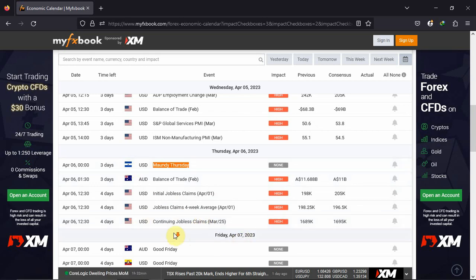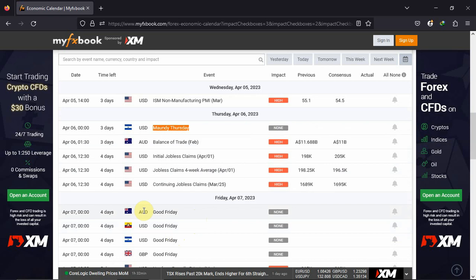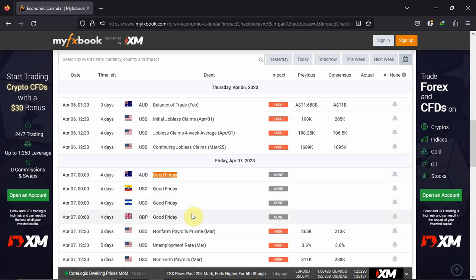And on Friday is Good Friday. I'm looking forward to see how the market is going to react on Good Friday. I'm sure we are likely to have a slow market. And aside from that, today is NFP on Friday, so I'll look forward to see how the market is going to react. AUD, USD, GBP, they are all printed on Good Friday. I don't really know if it is a bank holiday or something. So let's see what happens on Good Friday.